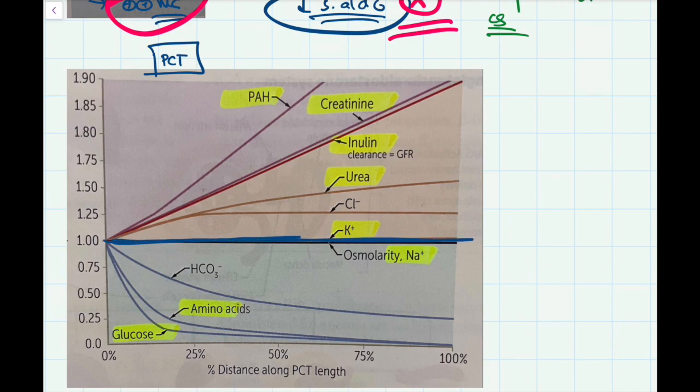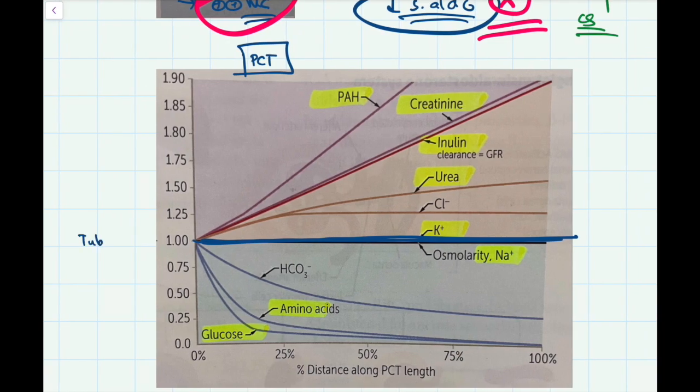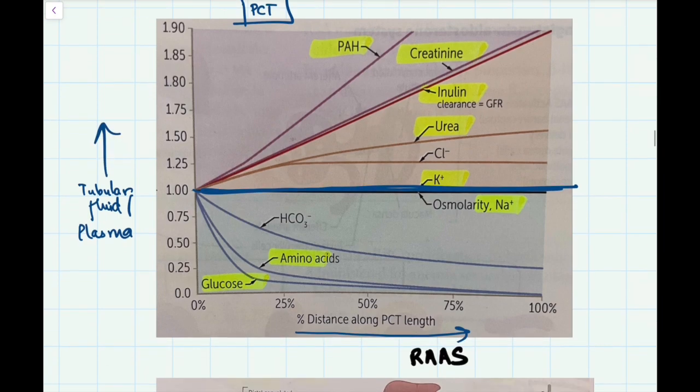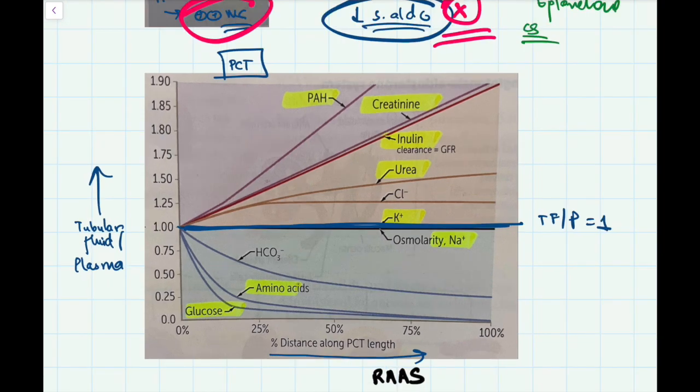right. Here the y-axis is showing the tubular fluid divided by plasma ratio, that is why you can see ratios, and along the x-axis we can see the length of the PCT, right. This would be labeled in the graph for you to figure out what is being asked. When this fraction, that is TF by P or tubular fluid by plasma ratio, is 1, that means that the solute and water are reabsorbed at the same time, or the solute is reabsorbed just like the water. So basically it is comparing all the solute concentration to that of water.